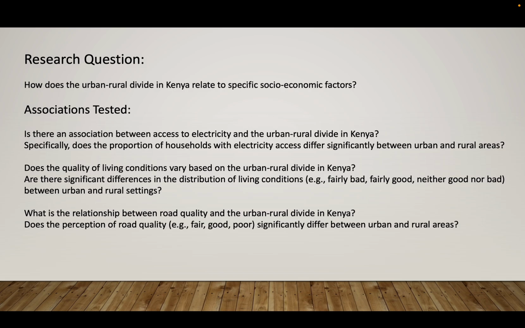Does the quality of living conditions vary based on the urban-rural divide in Kenya? Are there significant differences in the distribution of living conditions? And then lastly, what is the relationship between road quality and the urban-rural divide in Kenya? Does the perception of road quality significantly differ between urban and rural areas?